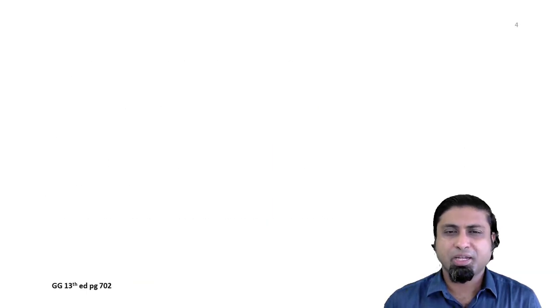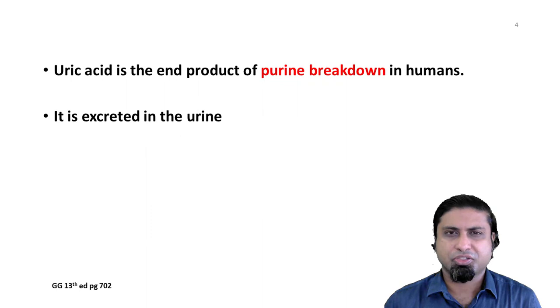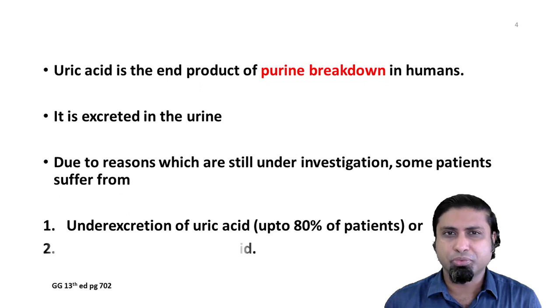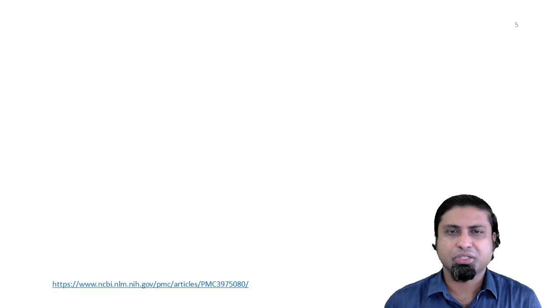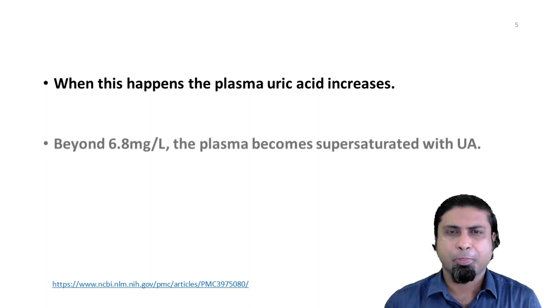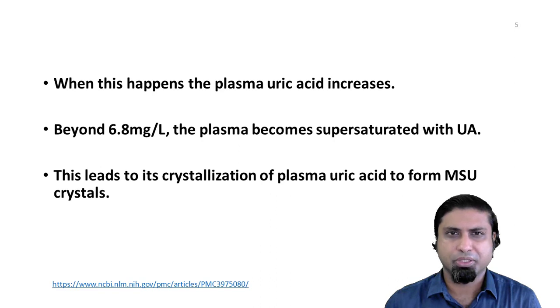Now, uric acid is the end product of purine breakdown, and uric acid is ultimately excreted in the urine. For reasons which are still under investigation, certain individuals tend to under-excrete uric acid or overproduce uric acid. The result is an increase in plasma uric acid, and when this exceeds a level of 6.8 mg per deciliter, the plasma gets supersaturated with uric acid and the patient becomes predisposed to formation of crystals of monosodium urate monohydrate.